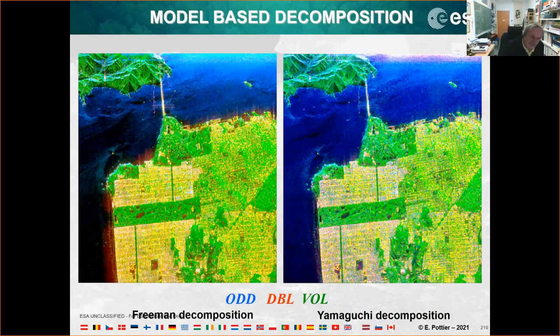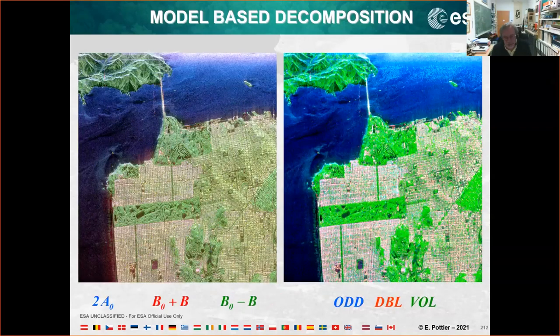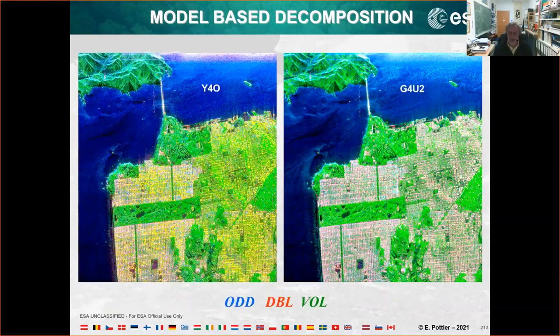And a postdoc of Yamaguchi, who is now a professor in India, Singh, continued to work on this approach and tried to go more into the details about the definition of these different four-component decompositions. So I have listed here some publications of Singh and Yamaguchi, and this is the result of the Singh decomposition. So using also four different components and also an estimation of the rotation angle inside the pixel. Okay, so if we compare on the right the Singh result of the decomposition and on the left the Yamaguchi decomposition, we have a better interpretation, a better result of this decomposition.